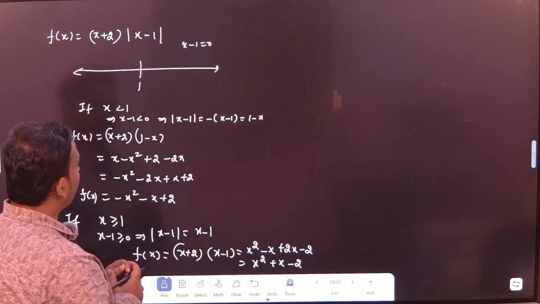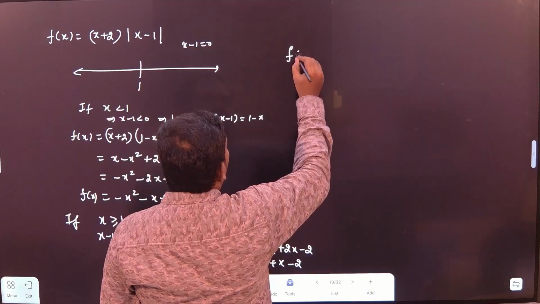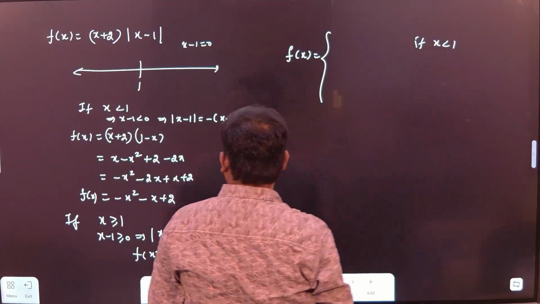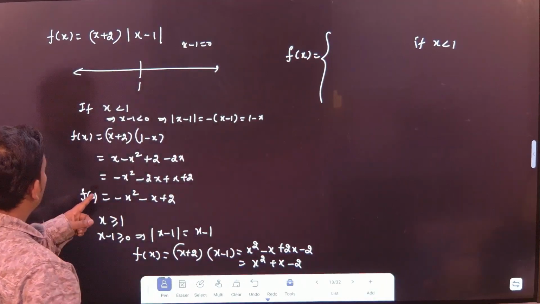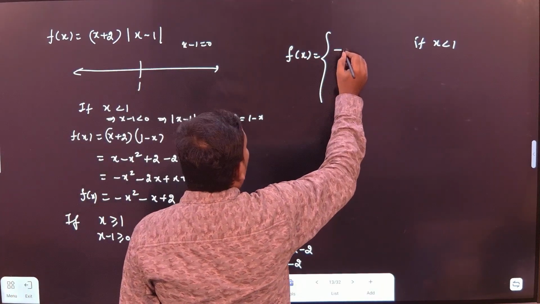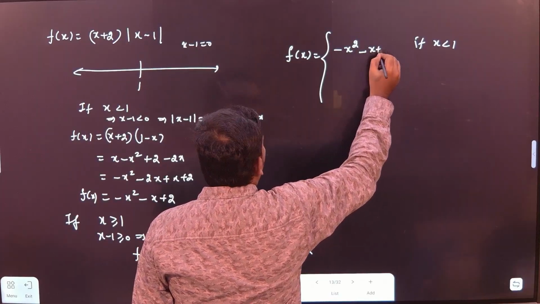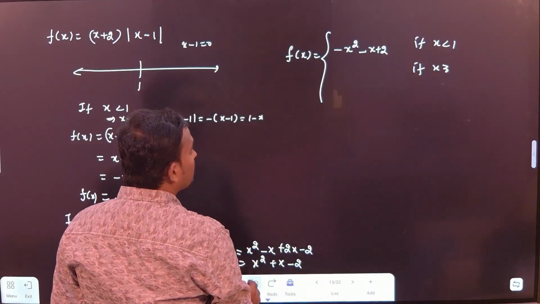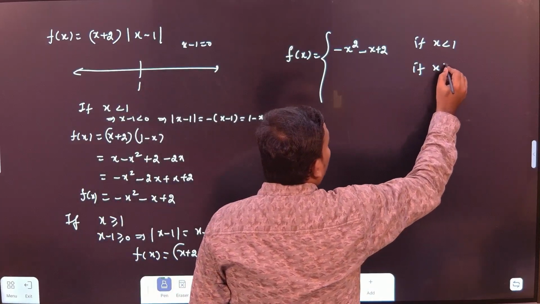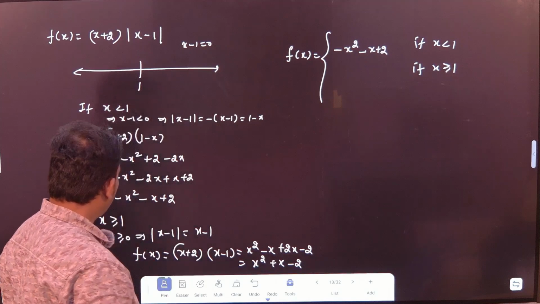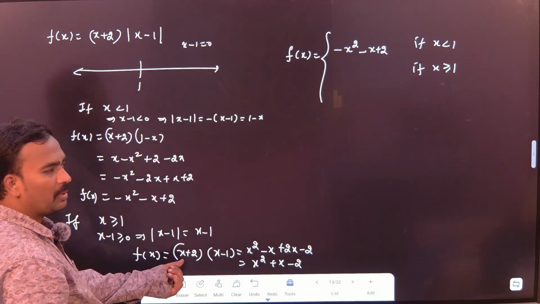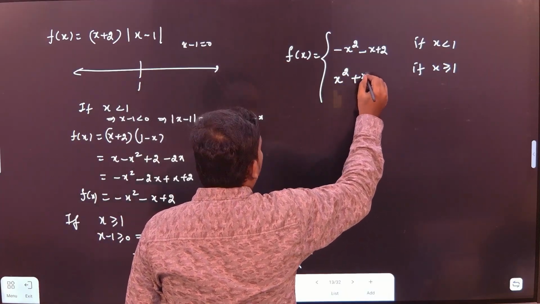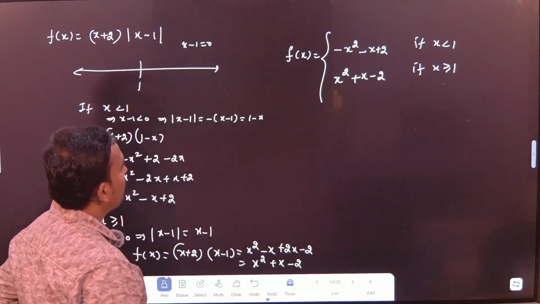Okay, we define the functions like this. Redefine this one. If x is less than 1, it is minus x square minus x plus 2. If x is greater than or equal to 1, you can see it is x square plus x minus 2. Clear? Okay.